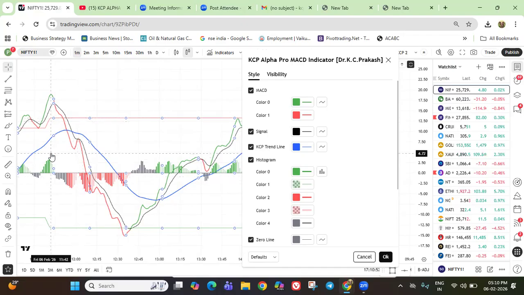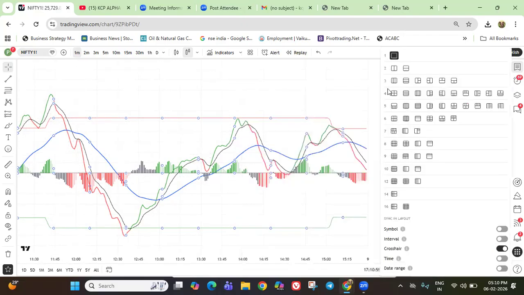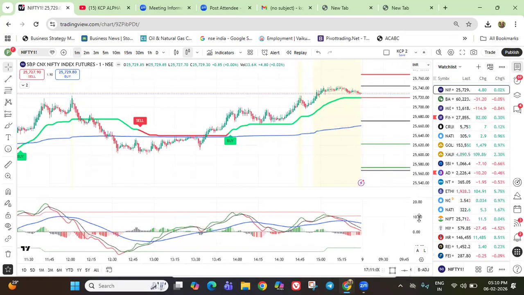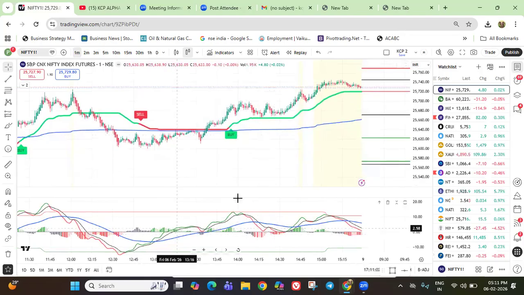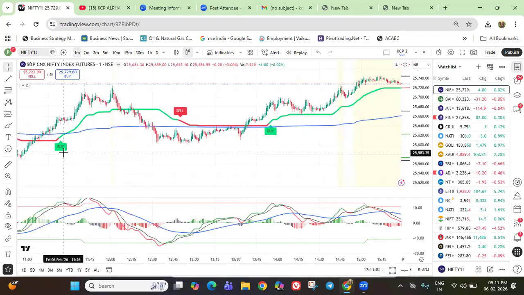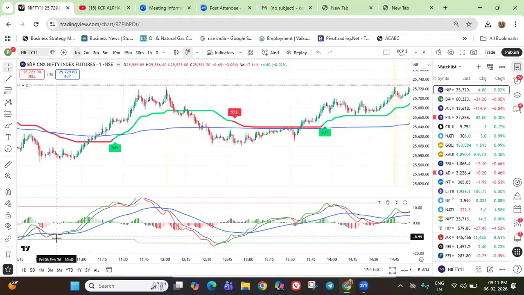So if you want, I will show you with the real chart how it works. So here you can see the Nifty chart today, and exactly the indicator has given a buy signal here, but the MACD indicator shows that it's already oversold. And the MACD is above the blue line and the signal is also above the blue line. So the momentum is up, that is buy side.